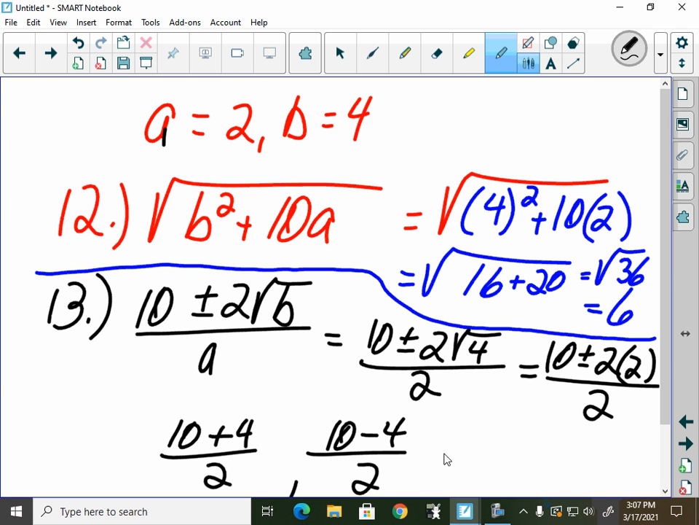Okay, so those are the 2 answers, right? It's going to be 14 divided by 2, comma, 6 divided by 2. But that's going to be 7, comma, 3. Ta-da! 2 answers. 7 and 3 both work. Those are the answers. That was number 13. Now let's do number 14, shall we?